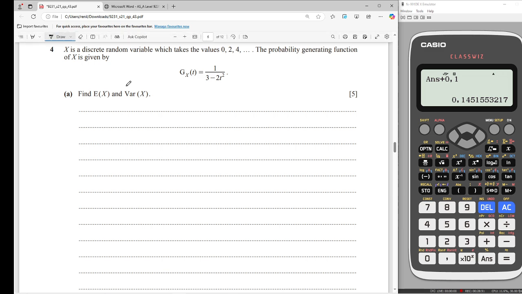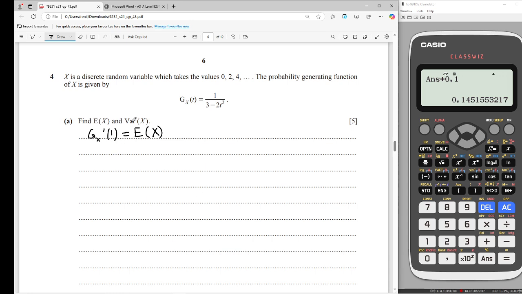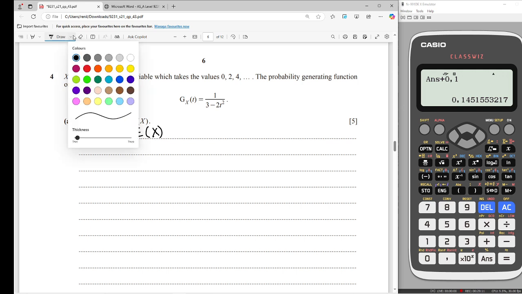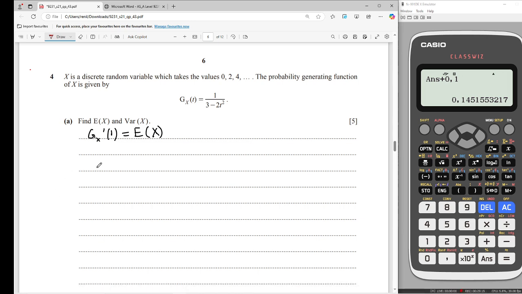Fine. So to find E of x, you have to know that G_x differentiate, and you plug in t equals 1 is equal to E of x. This is something that you must know before attempting the question. So moving on, let's get the E of x value first, and that will be represented in red. To get E of x, first we need to differentiate G_x of t. G_x dash t is equal to, now there is a formula for this, which is u of x, u dash x multiplied by v of x, minus u of x multiplied by v dash x, whole divided by v of x whole squared.